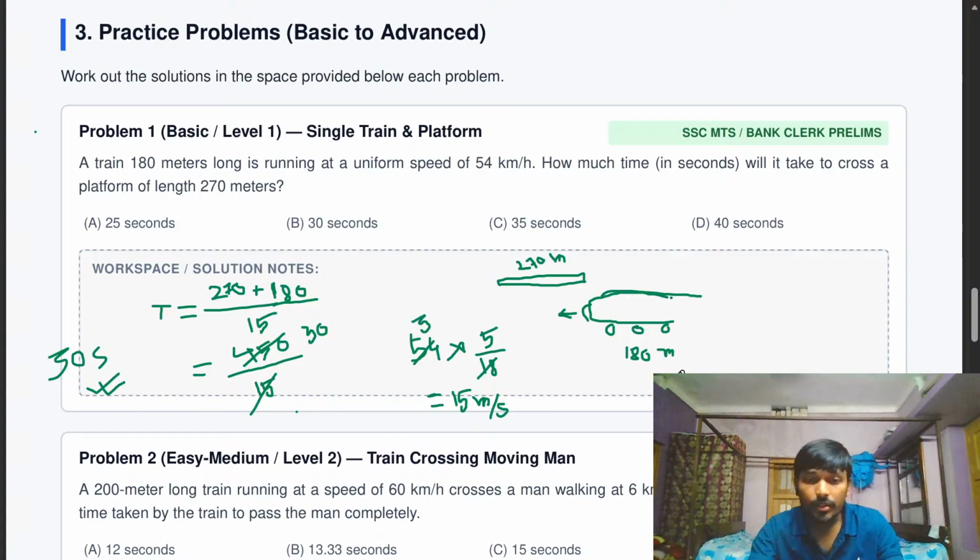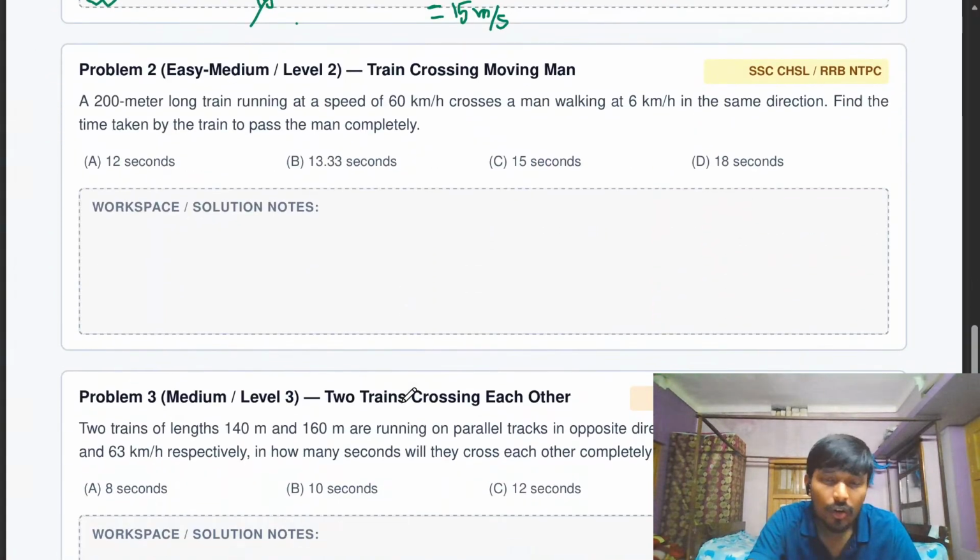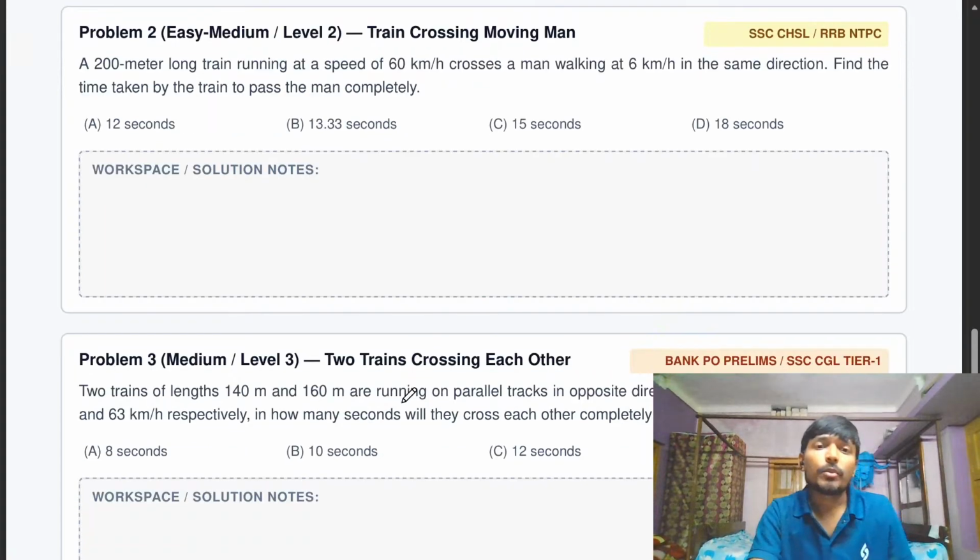So did you understand? Is it understandable? Let me know. I will solve the rest of this question tomorrow, okay? Because I have some work to do, so I'm not able to solve this problem today. So I will solve this tomorrow.